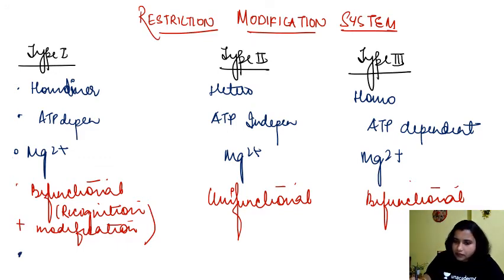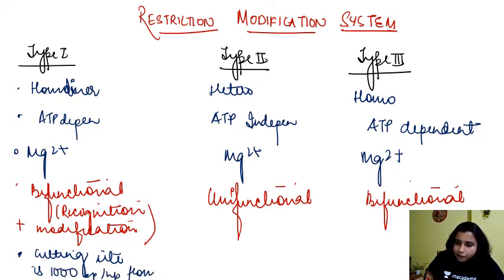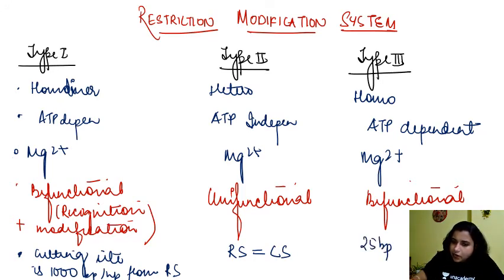Clear everyone till here? Next, here the cutting site is either 1000 base pairs upstream or downstream from the recognition site. So here the cutting site is equal to the recognition site. Here the cutting site will be 25 base pairs away from the recognition site, right? So these are all the restriction modification systems.